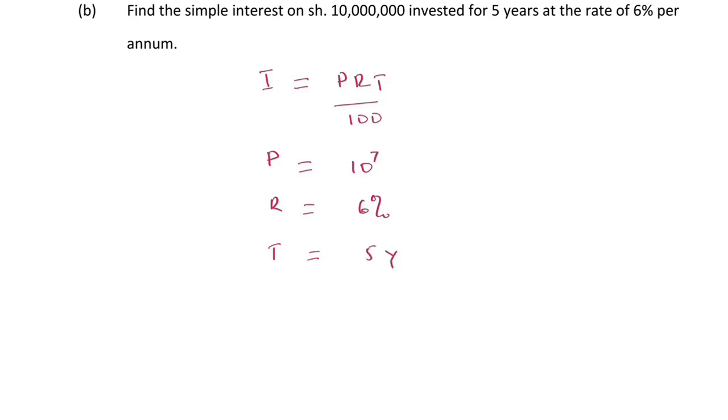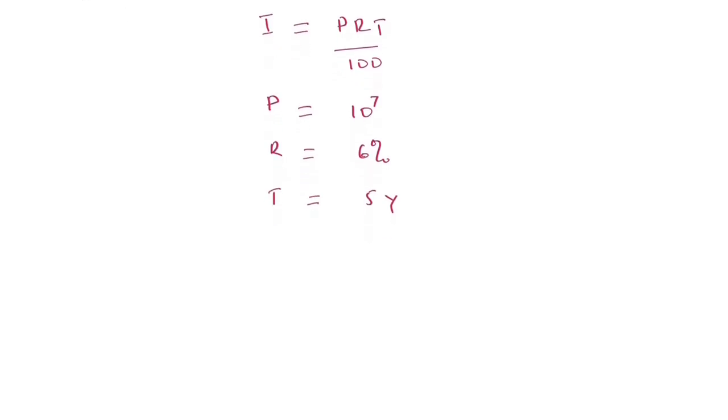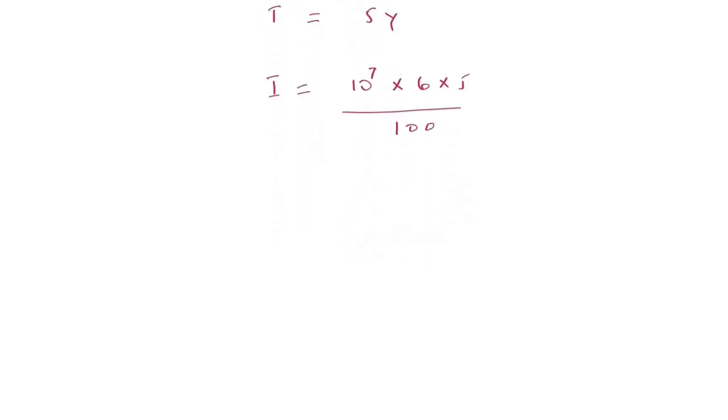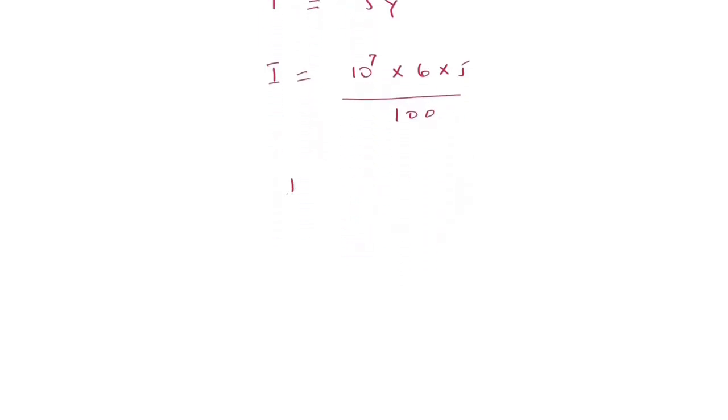Okay, so now we are going to substitute these values into our formula. Then our equation is going to be I equals 10 million times 6 times 5 over 100. After solving the values, we are having I equals 3 million shillings. And this is the amount required.